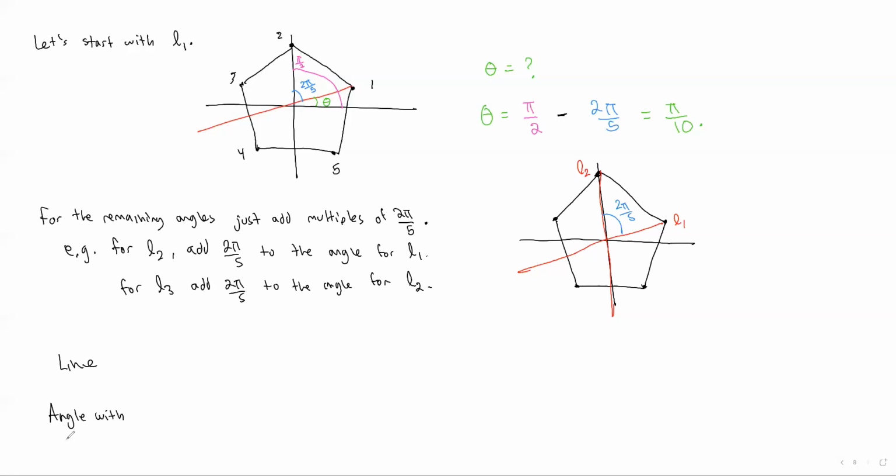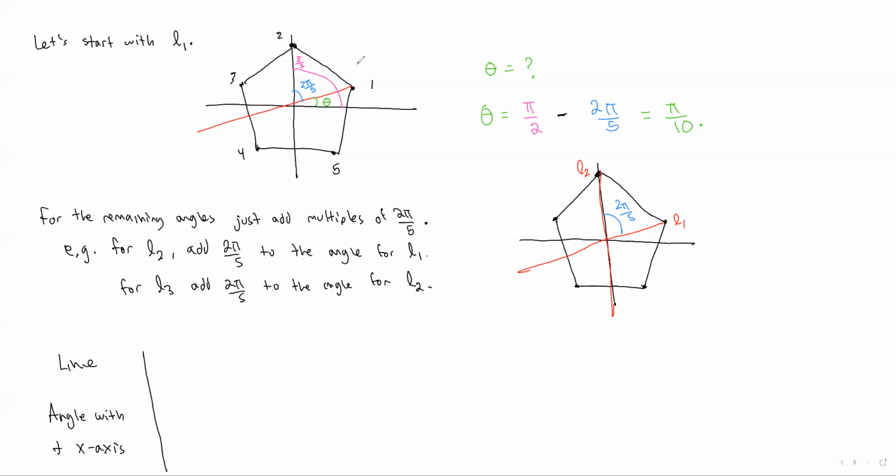So there's the line and the angle with the positive x-axis. And the reason I'm doing this, recall, is I want to do a computation in D5. So I have to know how each element of D5 is represented as a matrix. So for the reflections, I have to know the angle that each reflection makes with the x-axis. Of course, I could have oriented my pentagon in a different way. So keep in mind that the angles depend on how you orient the pentagon, although the final answer won't change.